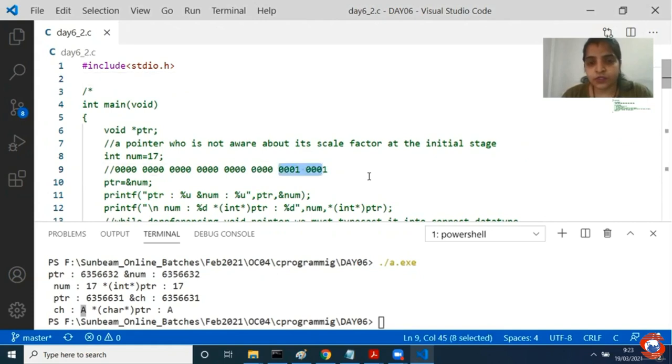17 binary, 8421 number system: 2 raised to 0, 2 raised to 1, 2 raised to 2, 2 raised to 3, 2 raised to 4. Okay, are they clear?